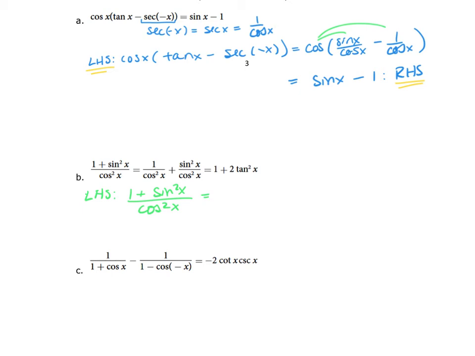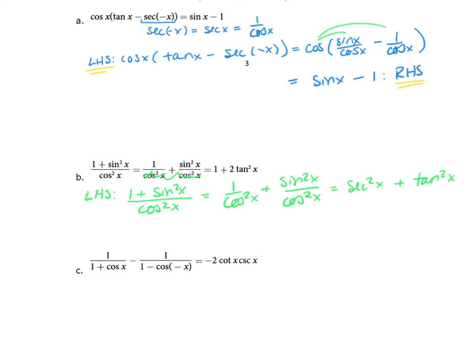Now I'm allowed to put the cosine squared under each one of those two terms, so 1 over the cosine squared of x plus the sine squared of x over the cosine squared of x, which gives me this middle piece right here. And then I know that 1 over cosine squared is secant squared of x, and sine squared over cosine squared is the tangent squared of x.